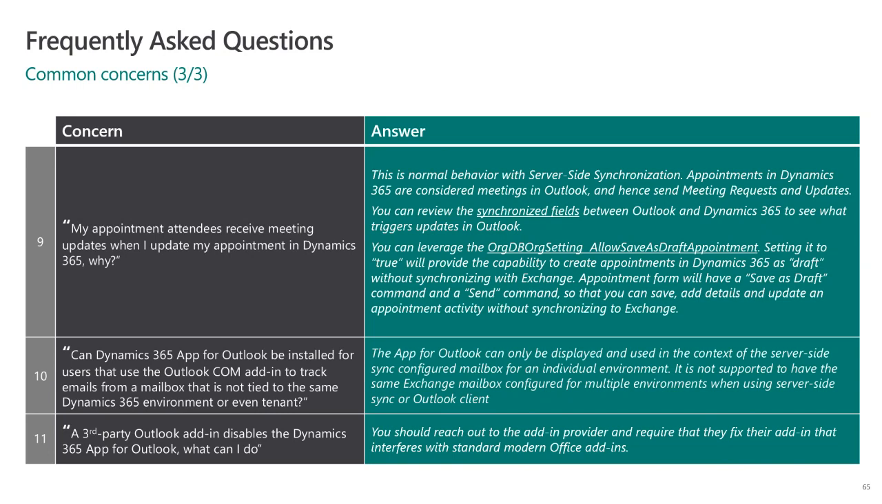Can Dynamics 365 app for Outlook be installed for users that use the Outlook command to track emails from a mailbox that is not tied to the same Dynamics 365 environment or even tenant? So the answer to that question is no. If you're using a different email account than the one that is set up for server-side synchronization, this won't work. This only works in the context of the delegate access for users that are also set up for server-side synchronization. So this is not a supported configuration.